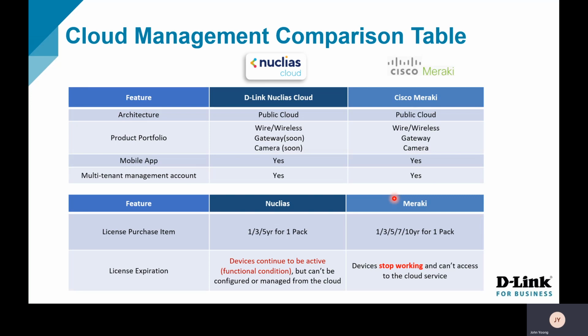Comparing the two, both are public clouds that come with the AP and the switch. Our gateway and camera will be coming this year or maybe in the next few years. Then, of course, we have the mobile apps. We have multi-tenancy for local admins to manage their own devices. As for the license, we have 1 year, 3 years, and 5 years.